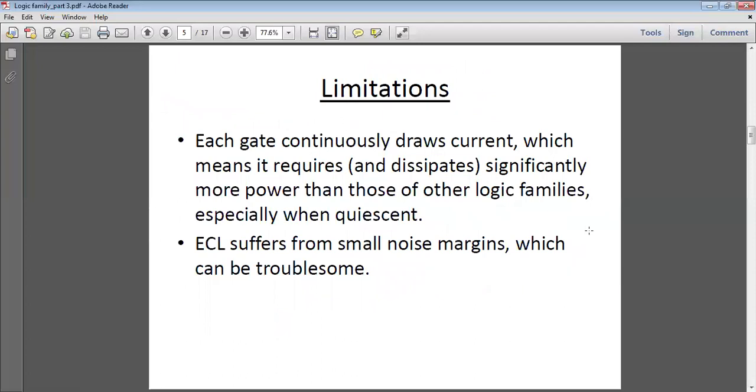What are the limitations? Each gate continuously draws current because it operates in the active region. When it is in the active region, it continuously draws current, which means it requires more power and power will be dissipated more. That means extra power is required. ECL also suffers from small noise margin, which can be a troublesome problem.